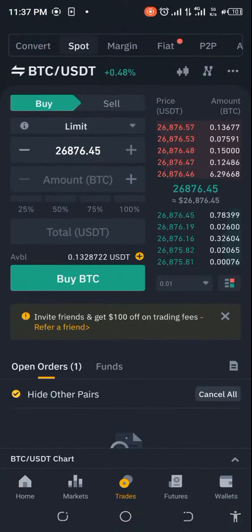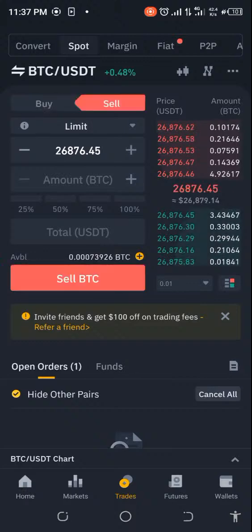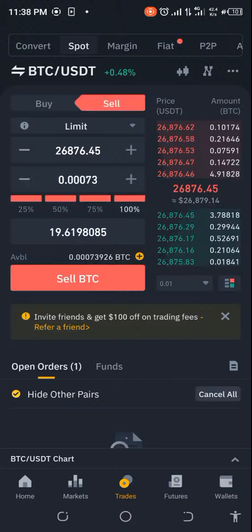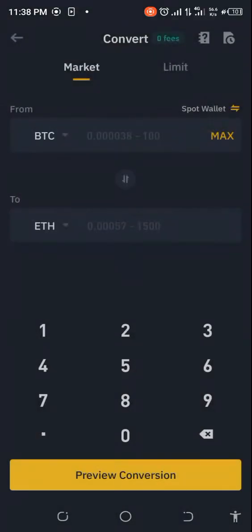But if you can see, because we bought this at 26,847, if I sell, let me see what's going to happen. That's going to be 19.61. No, I'm going to lose, right? So I might have to go over to convert. It's becoming one of my favorites now, but this time around it's going to have to be limit because I want to make sure that I make more money, right?